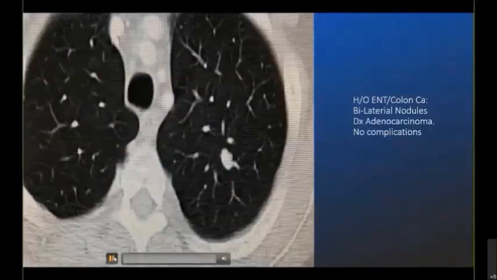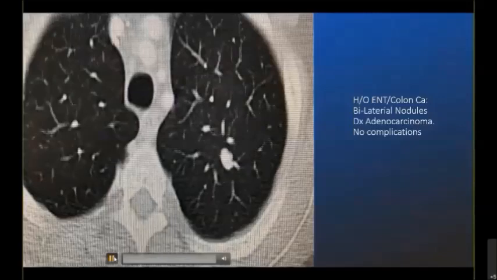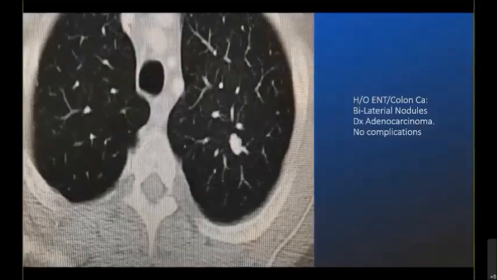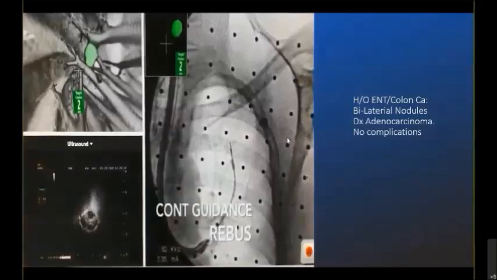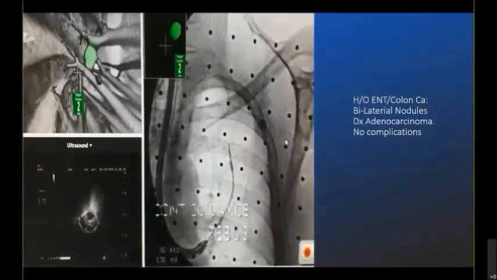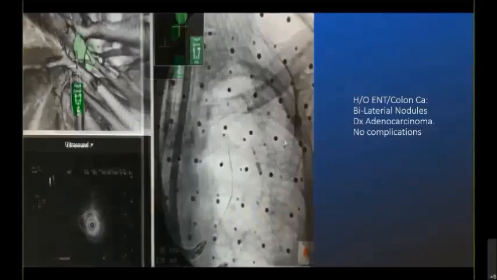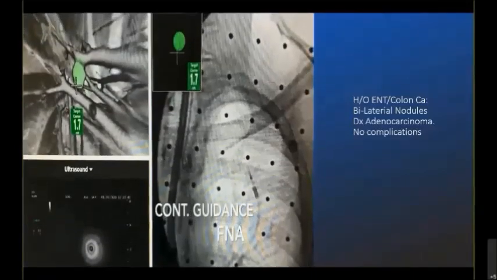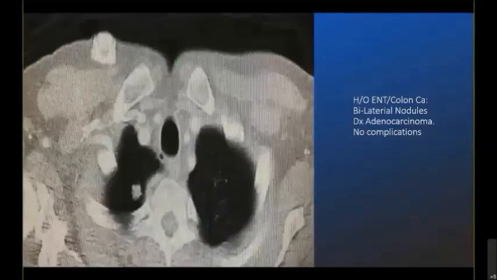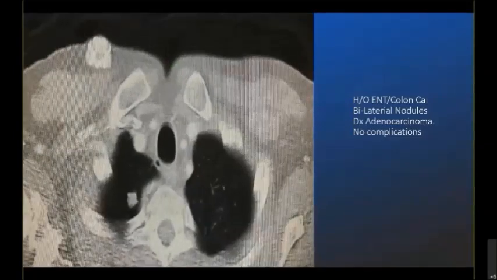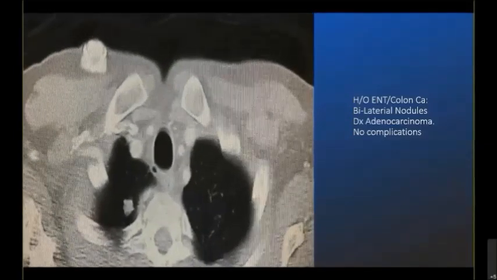This is a case that we did. This guy with ENT cancer had bilateral, very small lesions. We went through and used a Lumicide with this, and you can actually see a rebus image here. You see a very small lesion. You can see the fluoroscopic image. Went in and got samples on both these images and got malignancy on both at the bedside. Fortunately, no complications.